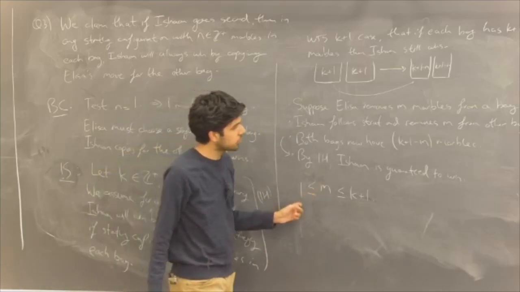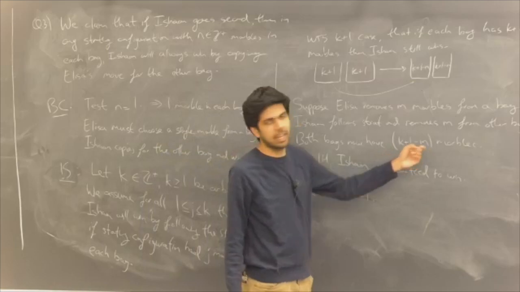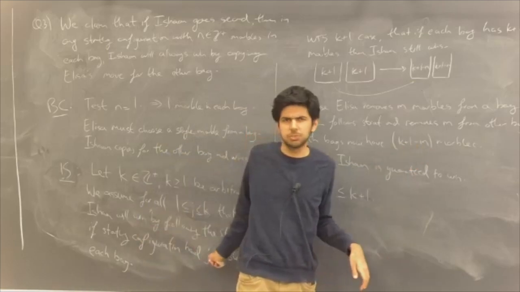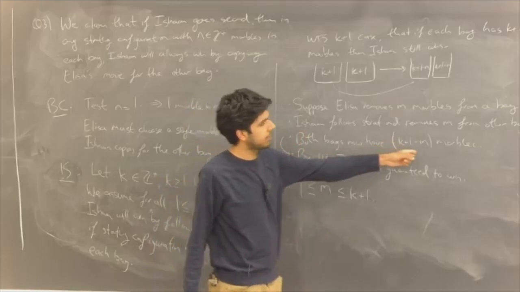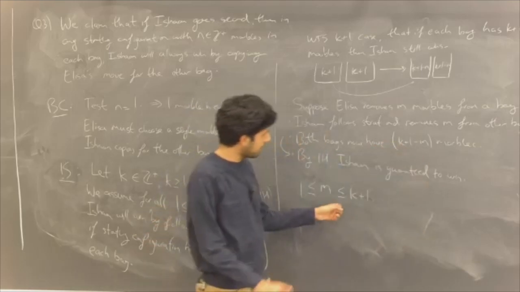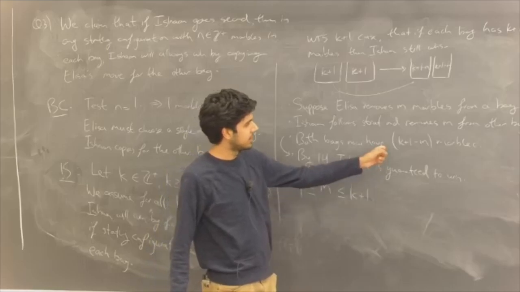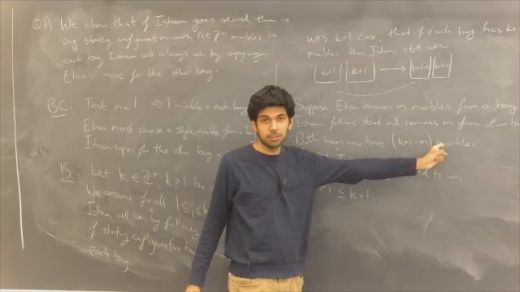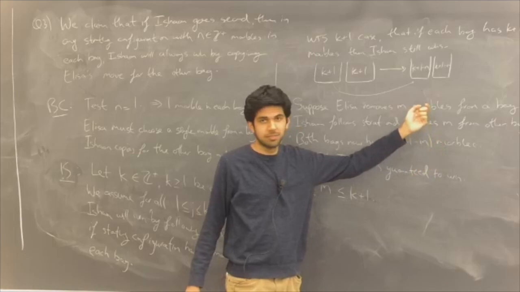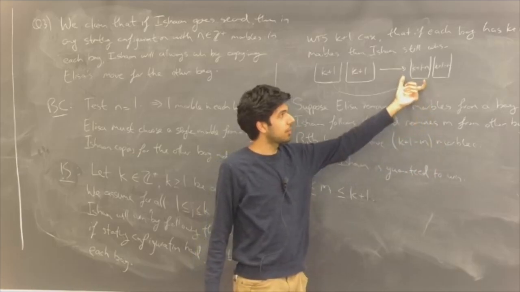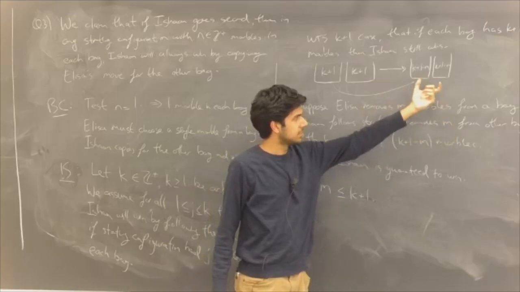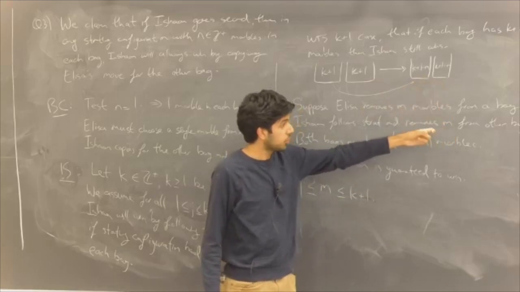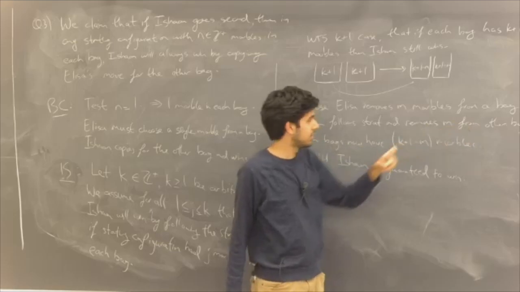Well, if m equals 1, then we have k marbles in each bag. That's fine, because we assumed it for k marbles in each bag. And if m equals 2, then it would be k minus 1. We're still fine. But if m equals k plus 1, after the first step there would be 0 marbles in 1 bag, and then Ishaan removes 0 marbles from the other bag. So we would technically be done there.